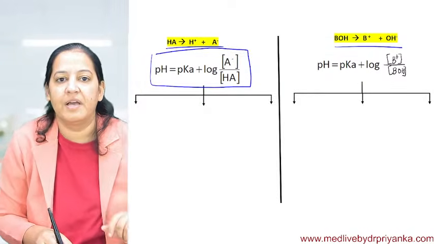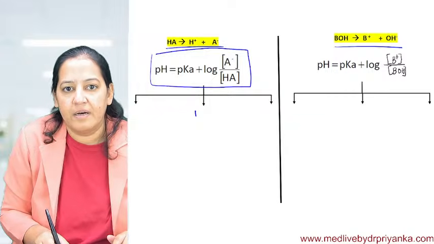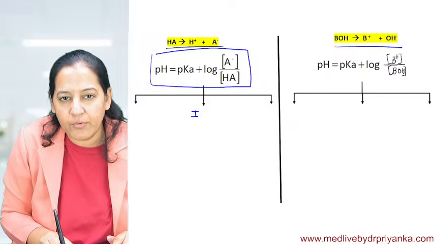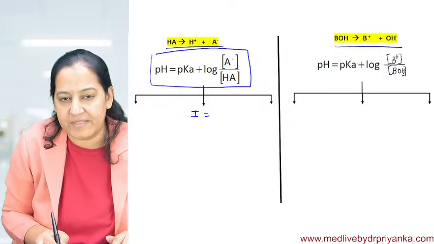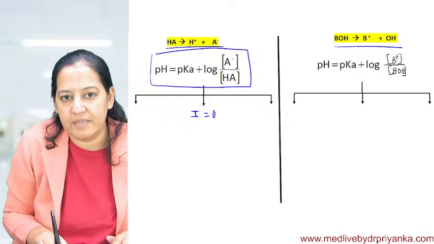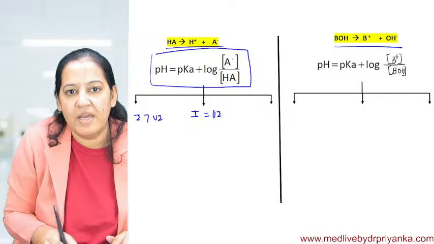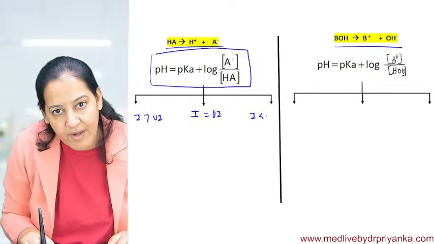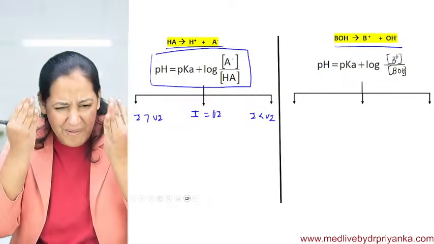Let's take 3 conditions. Let's take neutral, a condition when ionized is equal to unionized, 50-50%. Let's take a condition when ionized is more than unionized. And let's take a condition when unionized is more than ionized. Let's take 3 conditions and apply them in the formula. Common sense, apply in the formula.